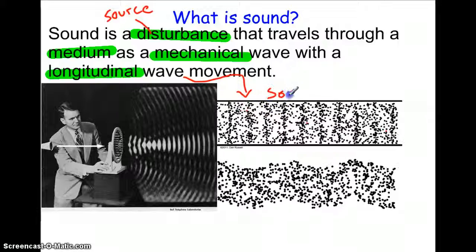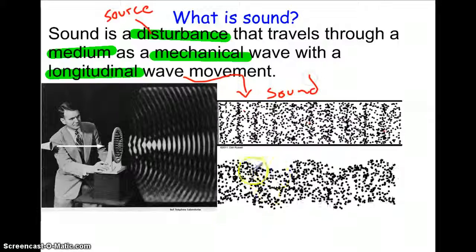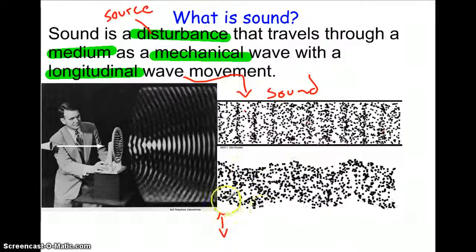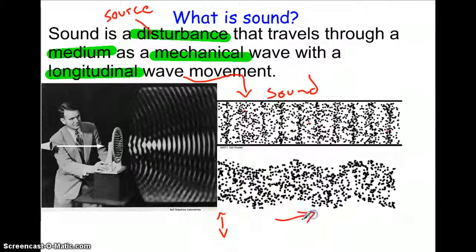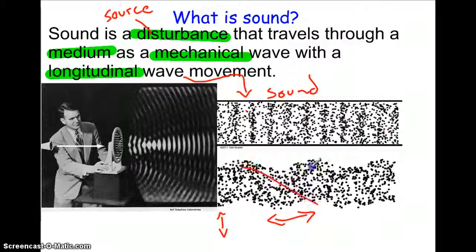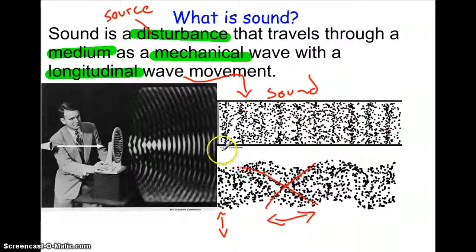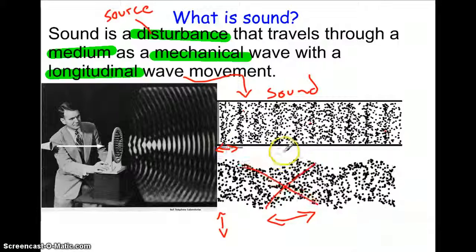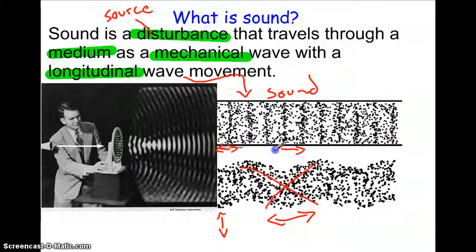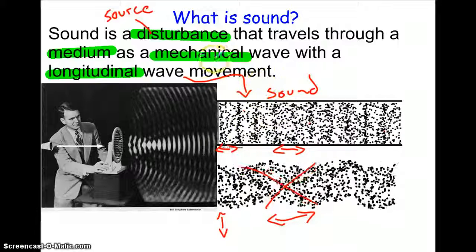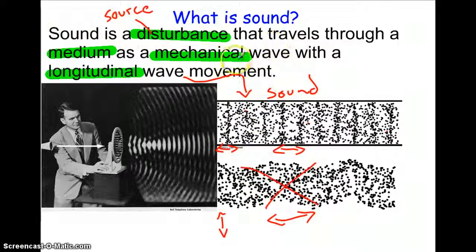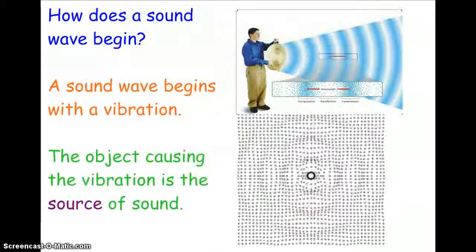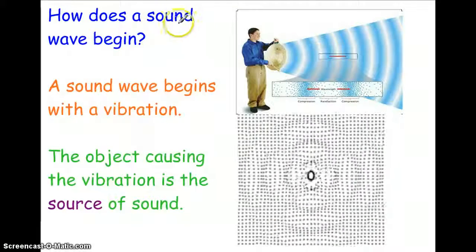Now, I hope you're at the point where you can identify this as a longitudinal wave movement. This is what sound looks like. This is transverse. We have the disturbance going up and down, the wave moving back and forth. This is not what sound would look like. Disturbance for sound is going back and forth, and the wave is also going back and forth. Okay, so that's what you got for sound. That is the type. Type is mechanical. Movement is longitudinal.